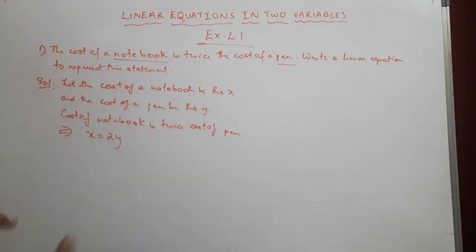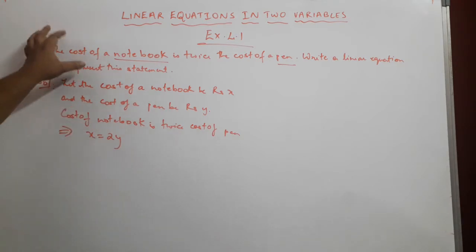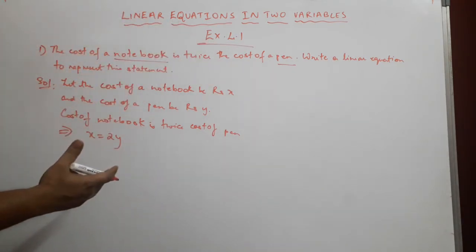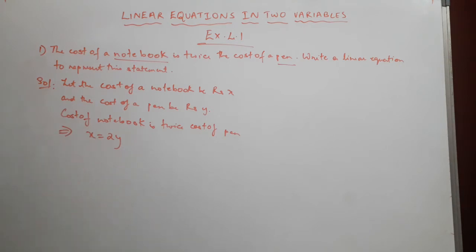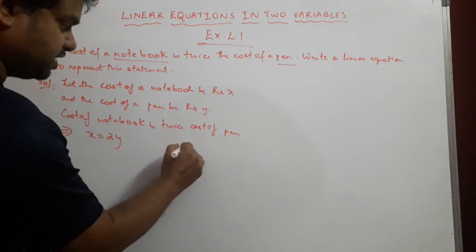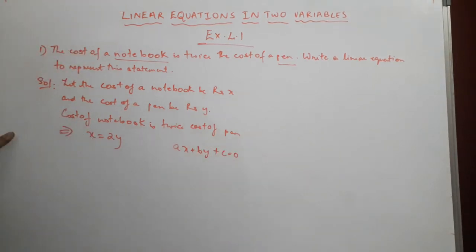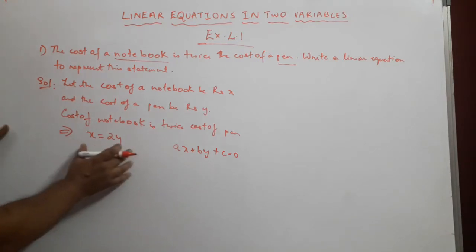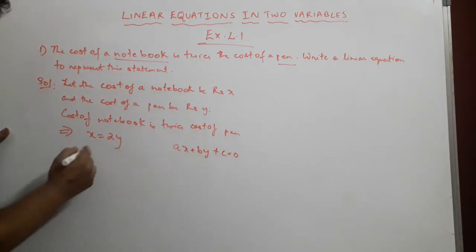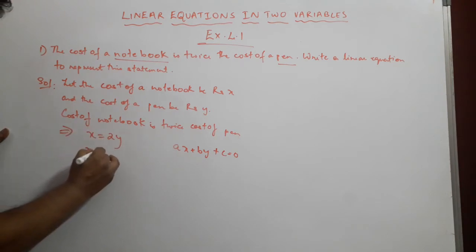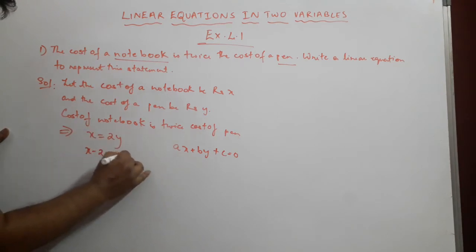That is all that we are asked to do. We are not asked to solve anything. We are just asked to find out a linear equation, so represent this particular statement in a linear equation form. You may ask how does this represent a linear equation? Linear equation is given as ax plus by plus c equal to 0, and this doesn't look similar to this. But if you notice, I can write this in this form. How? I'll bring this 2y on the left hand side, and this would be x minus 2y equal to 0.